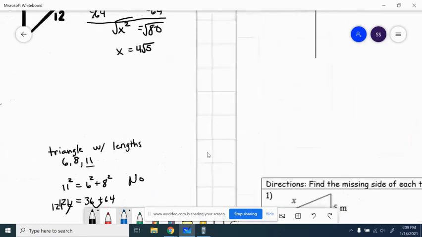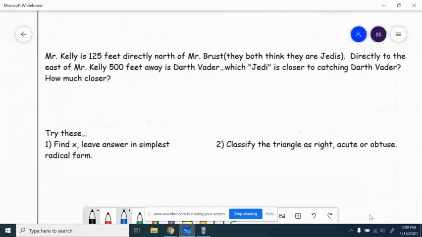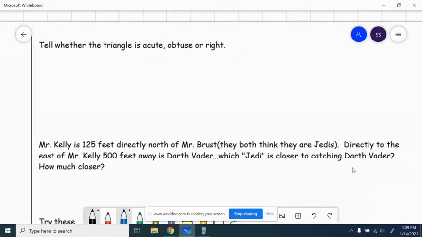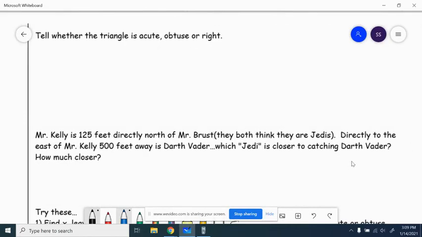All right, so let's move on to the back page here. Let's try these out a little bit. All right, tell whether the triangle is acute, obtuse, or right. So let me draw one of these out real quick. So let's say I have a triangle like this, and we'll say this is 5, 12, and 15. Okay, so let's put them in the Pythagorean theorem.